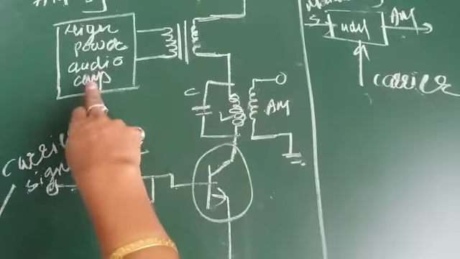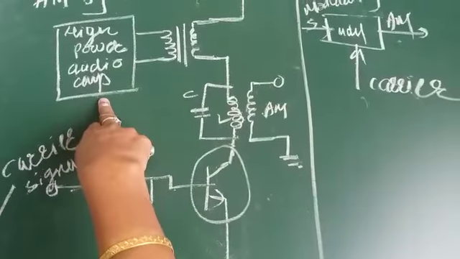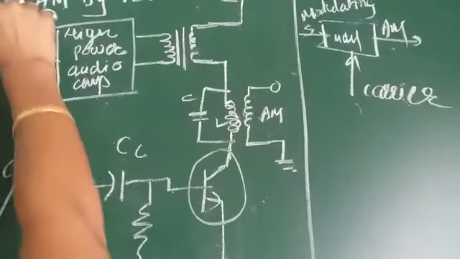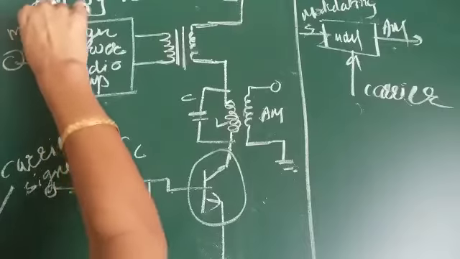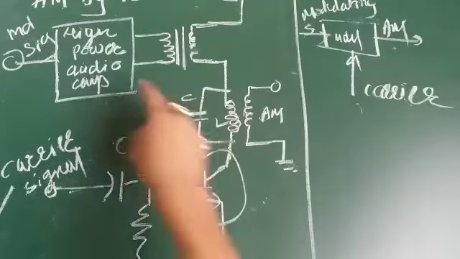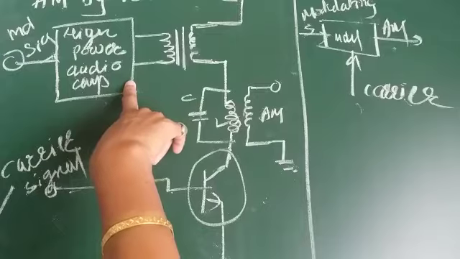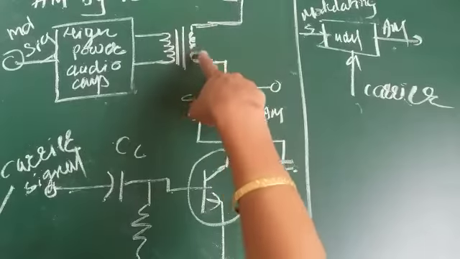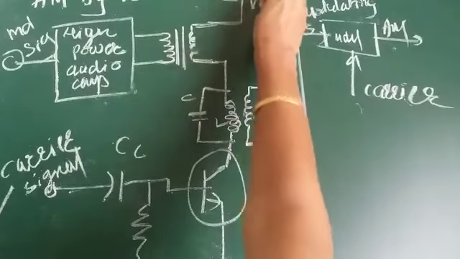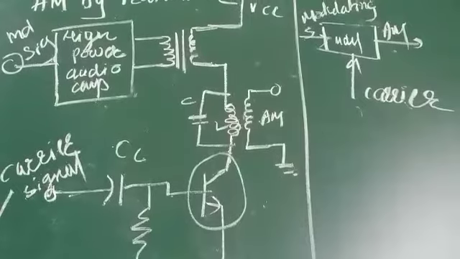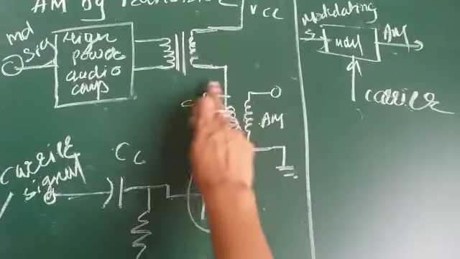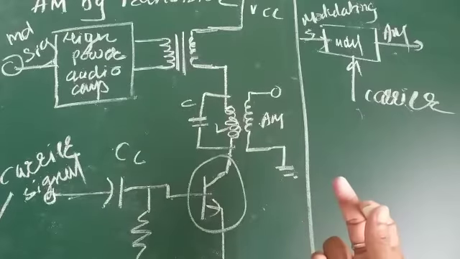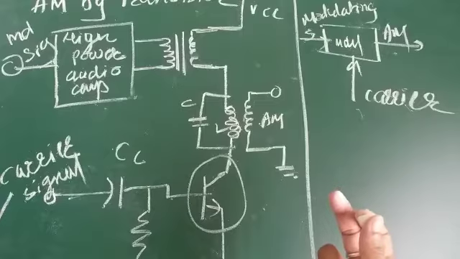Okay, here you have a high power audio amplifier and here we applied the modulating signal. That means the modulating signal is applied to the high power audio amplifier and the output of the high power amplifier is applied to the transistor. The secondary of this transformer is connected to VCC. Here you have the VCC and one of the terminals of the secondary is connected to this LC tank circuit. So this is the construction of the amplitude modulator using the transistor.